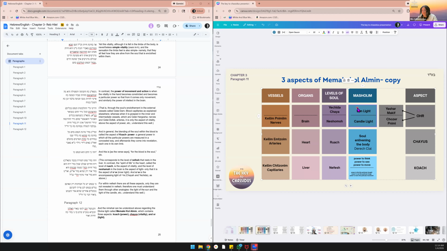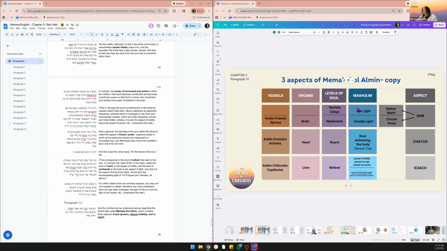So he says, and within nefesh there are all these aspects, only they are not revealed in nefesh. Therefore, one must understand them through other mashalim, the light of the sun and the light of the candle. Meaning, what's happening in our brain is really not observable. How can we know what's happening in our brain? We can see what's happening with our heart. I can just put my hand on my pulse and feel my pulse, right? I cannot put my hand somewhere and say, okay, I feel my thoughts are here. We become aware of our thoughts through actually processing them.